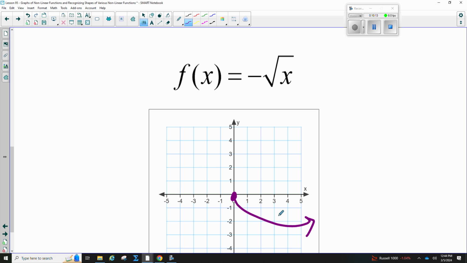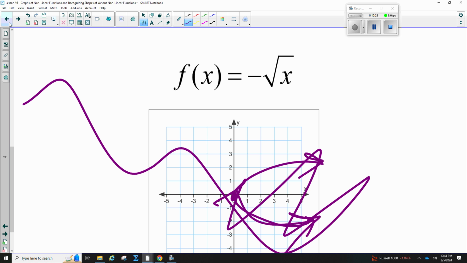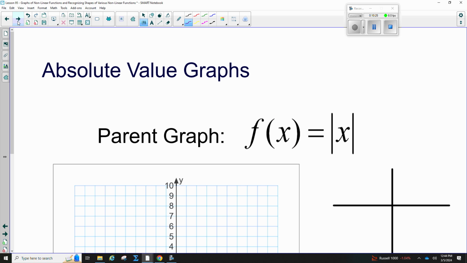No, the square root graph only goes top or bottom if it's negative. Don't draw them together. All right, absolute value. This is the last one. Okay, so there are 5 of them. Okay, this one is called absolute value because we are doing f of x equals the absolute value of x. So we have linear, quadratic, cubic, square root, absolute value.